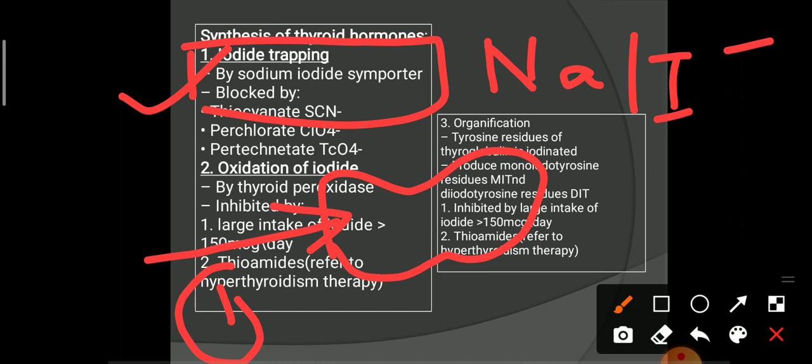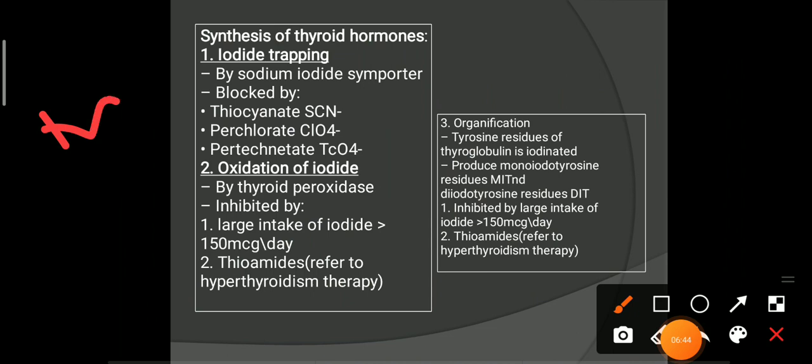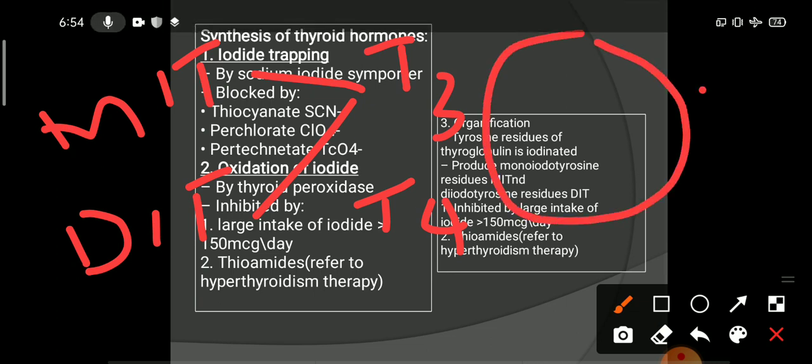Next, here it undergoes organification and forms MIT and DIT with the help of the second enzyme, thyroid peroxidase. Now MIT and DIT are formed. MIT and DIT unite and form T3 and T4. This T3 and T4 are packed in thyroglobulin.